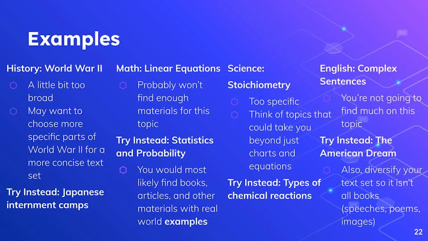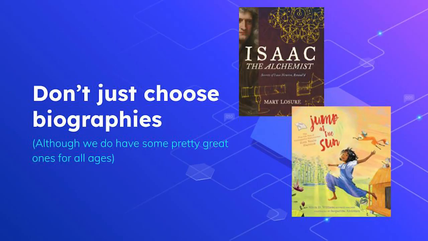For science, a subject like stoichiometry is too specific, but you could try types of chemical reactions instead. Finally, for English, if you chose a grammatical topic like complex sentences, you probably won't find much to use, but you may want to choose themes in literature, like the American Dream. Also for English, make sure you go beyond just books. For the science and math areas especially, some students fall into the trap of just finding biographies, for example, an Isaac Newton biography for a force and motion text set. One may work, but more than one is too many.